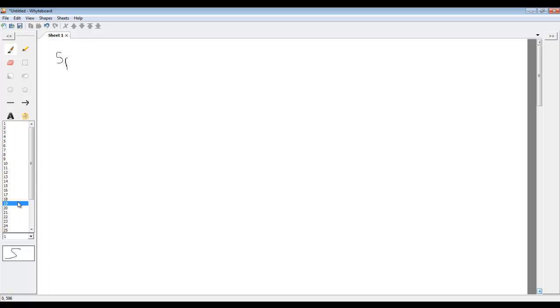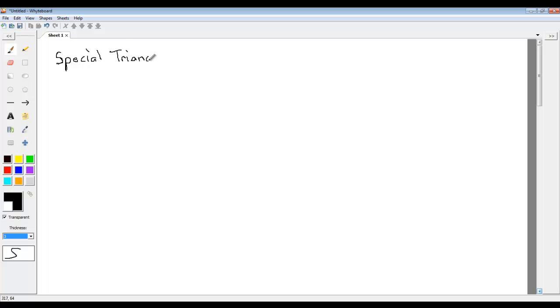Well, let's thicken that a little bit. Let's make that like a width of 3, be easier to see. Okay, so special triangles and their angles. And with this, we're going to be looking at their various trig ratios too.